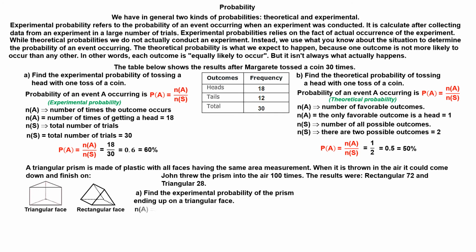The number of times the outcome occurs is 28. The total number of trials is 100. The probability is NA over NS, 28 over 100, 0.28 or 28%.